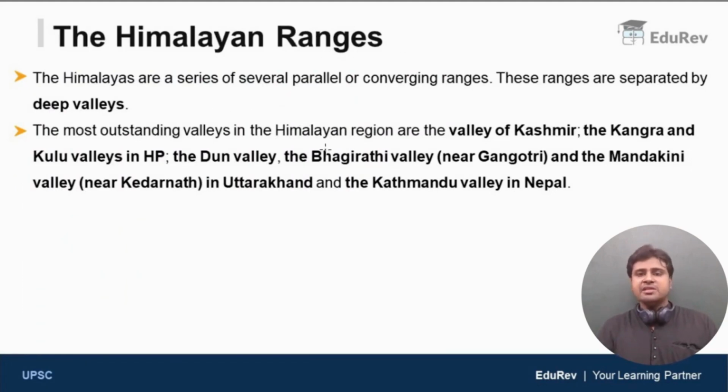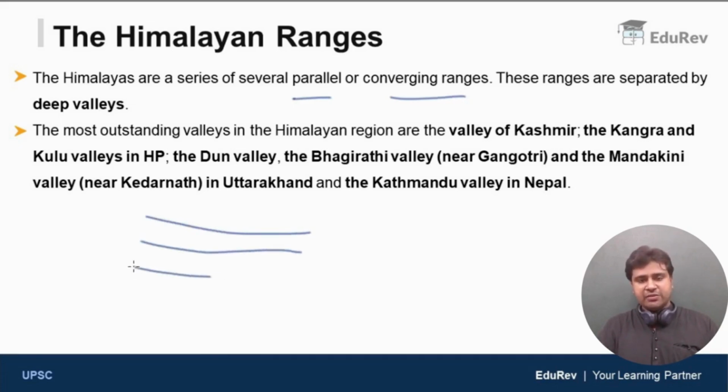Now, the Himalayas are a series of several parallel or converging ranges. So, what is the meaning of converging? The ranges meet at a point. So, the Himalayas are a series of several parallel or converging ranges. Now, these ranges are separated by deep valleys.